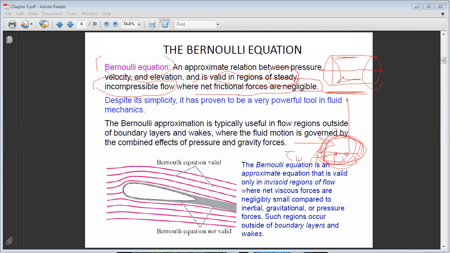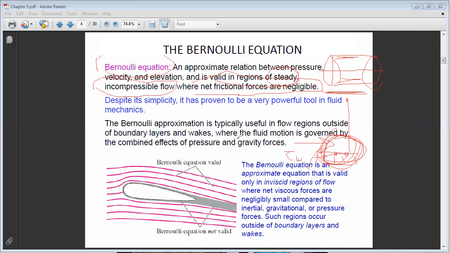You don't apply it near the pipe walls. Okay, and we will see that Bernoulli equation is very simple, and its form is similar to conservation of energy. If you have taken a dynamics course, you have seen when we can apply conservation of mechanical energy. So Bernoulli is similar to conservation of mechanical energy, but now we are dealing with a fluid instead of dealing with a solid.